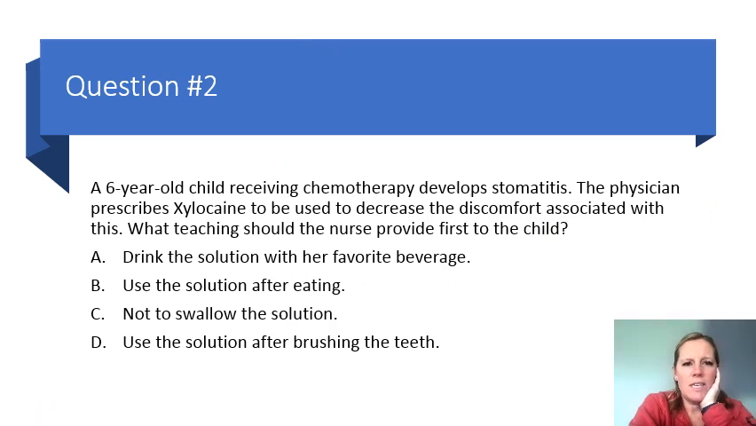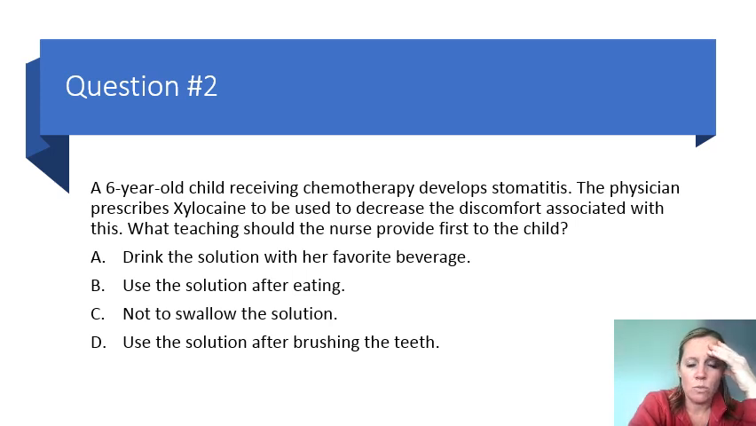A 6-year-old child receiving chemo develops stomatitis. The physician prescribes xylocaine to be used to decrease the discomfort associated with this. So what teaching should the nurse provide first to the child? So this is for the mucositis or the stomatitis, which can develop with chemo. I know you guys learned about this in Nursing 3, but I want you to think back. These are our basic pharm questions. So they prescribed xylocaine to help decrease the discomfort. What kind of teaching are we going to provide to the child?